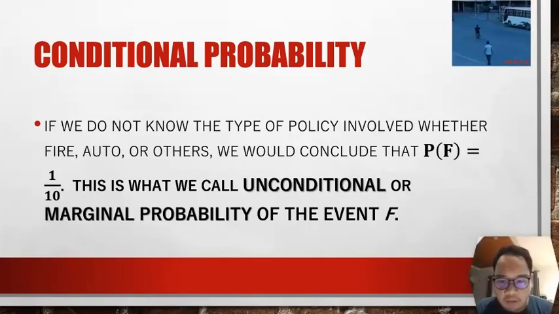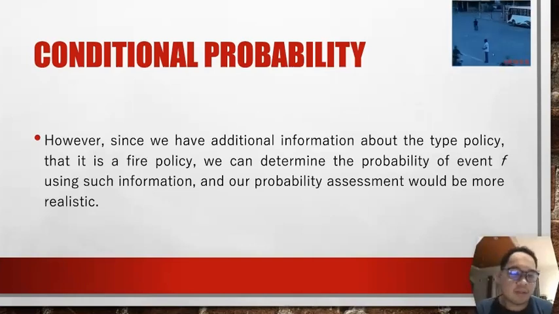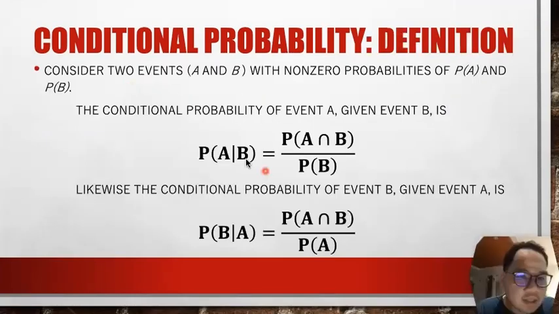However, since we have additional information that we are actually looking at the fire policy, we can determine the probability of event F using such information, basing on that sample space. And our probability assessment would be more realistic. So let's define conditional probability before we answer that. Consider two events A and B with non-zero probabilities, because if there's a zero, we won't be continuing in this definition.